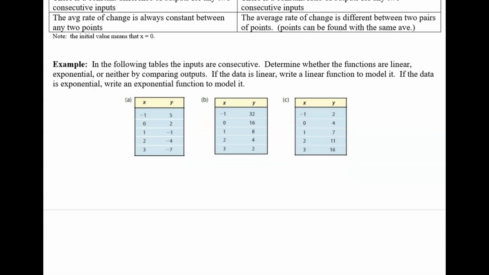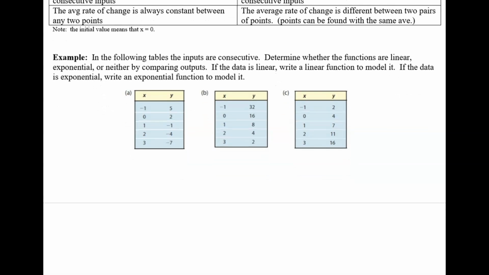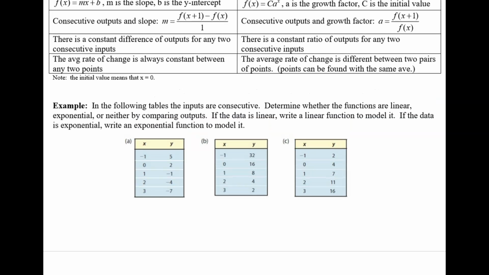Okay, so let's just look at one type of problem here to be able to determine from a table, and the table is given consecutive inputs. So if you look at all of these tables, these are the inputs, and they're consecutive, right? There's no skipped values: -1, 0, 1, 2, 3. There's no skipped values for any of the inputs for any of these tables. So we're just going to focus on the outputs. If the difference in the outputs is going to be the same throughout, then we know we're looking at a linear function. And if the quotient of consecutive outputs is the same, then we know we're looking at an exponential function.